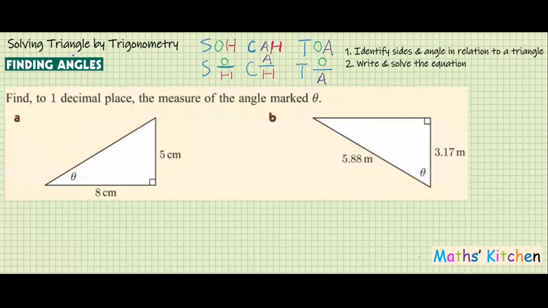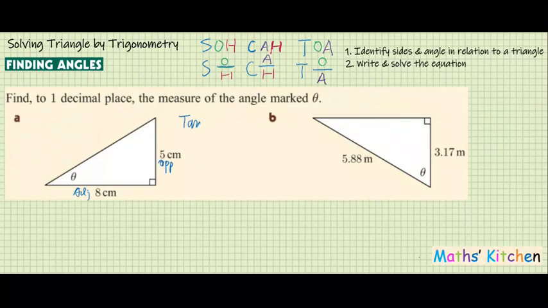Now let's see the second part. How can we use trig functions to find angles? It is actually very much the same. Firstly, we identify the sides and angle in relation to this triangle, and then we write and solve the equation. Let's see the first example. We know the opposite side of this theta angle, and we know the adjacent side.